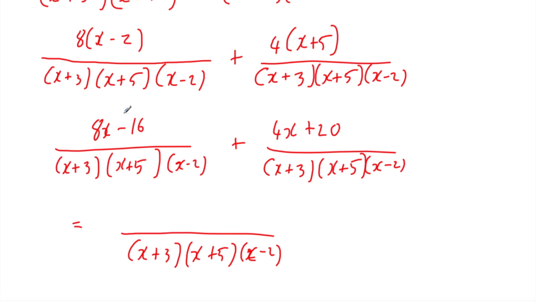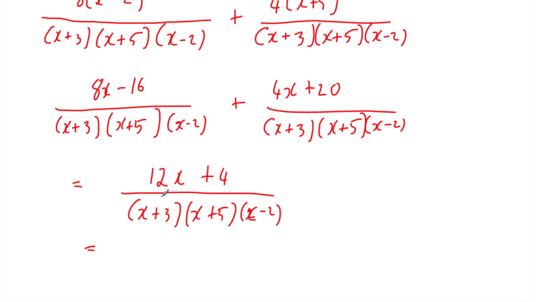Okay, now let's have a look at the numerator. So we've got 8x plus 4x, and 8x plus 4x would be 12x, so that's 12x. And then we've got minus 16 plus 20. And minus 16 plus 20 is equal to 4, so that'll be plus 4. So that means we've got 12x plus 4 over x plus 3, x plus 5, x minus 2.